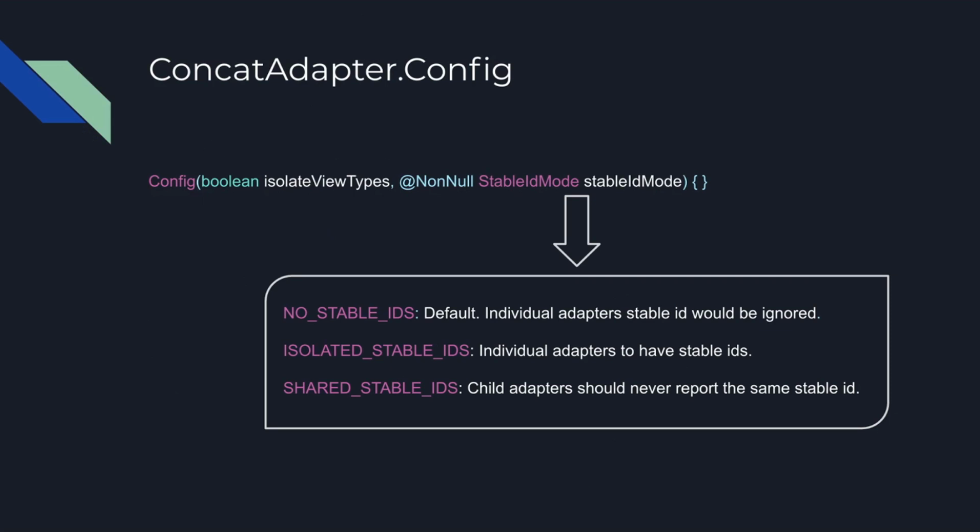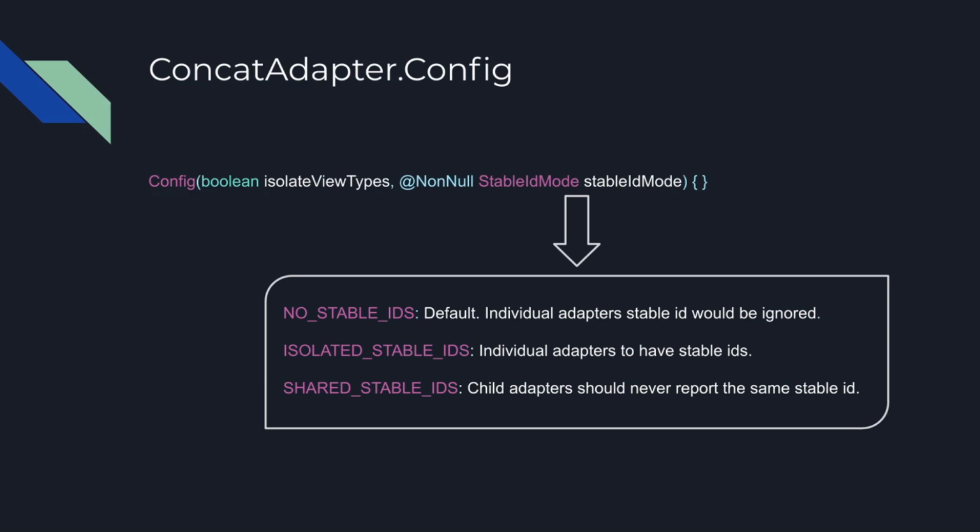Then there is isolated stable IDs. Individual adapters can have stable IDs, and let's say if two adapters are returning the same stable IDs, in that case also ConcatAdapter takes care of it. It has some internal logic where it encodes each adapter's stable ID so that the same stable ID is not reported to the backing RecyclerView.